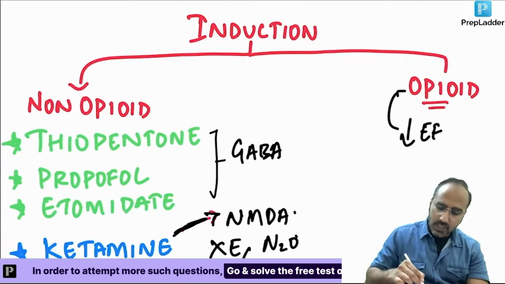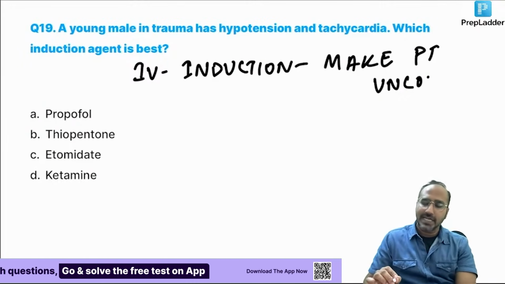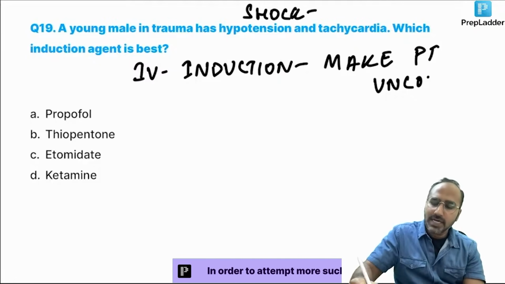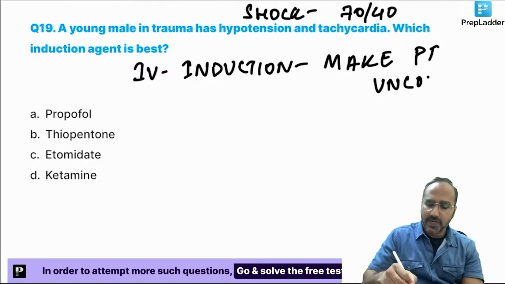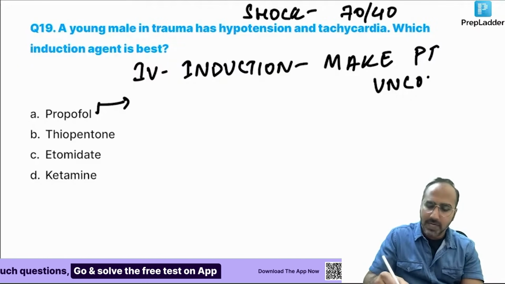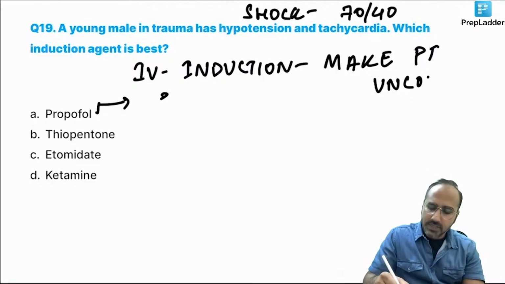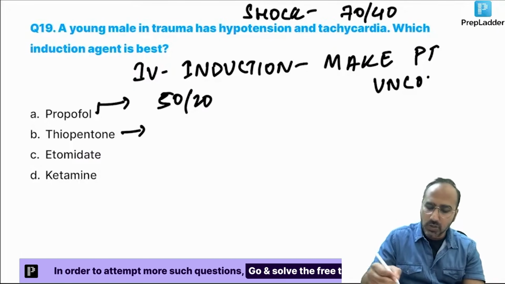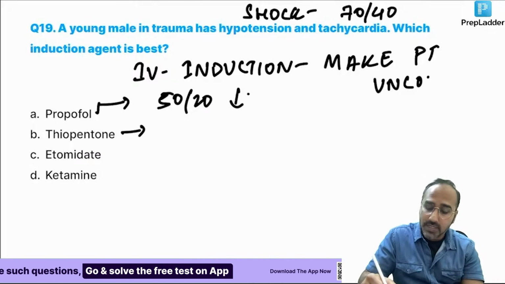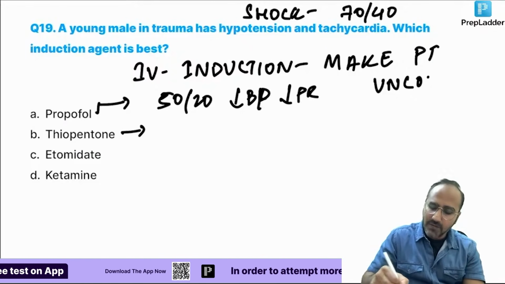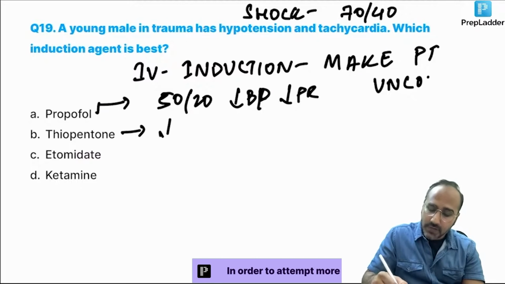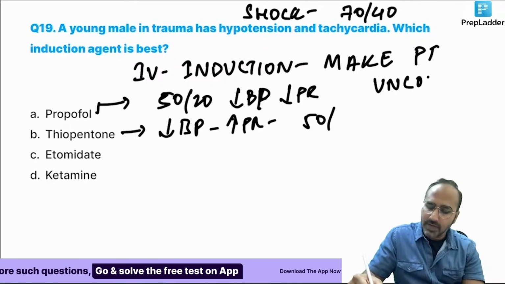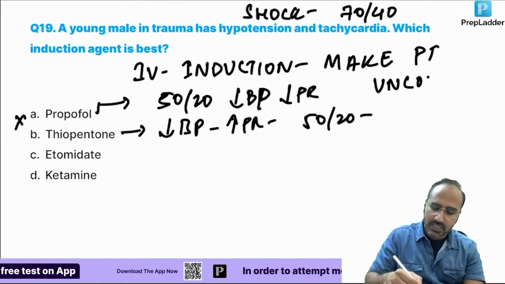Okay. Now guys, the question was what? Which is the best IV induction agent when a patient has hypotension and tachycardia, and the patient is in shock? Patient has 70/40 BP. Which is the best one? If I give propofol to this patient, BP 70/40 becomes 50/20, or the patient might develop collapse. If I give thiopentone, what will happen, guys? Remember, propofol was causing hypotension and bradycardia. Thiopentone will cause hypotension as well as tachycardia. So BP will again fall to 50/20 and tachycardia will worsen. So this cannot be given.